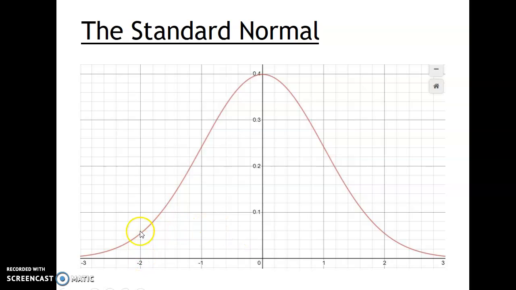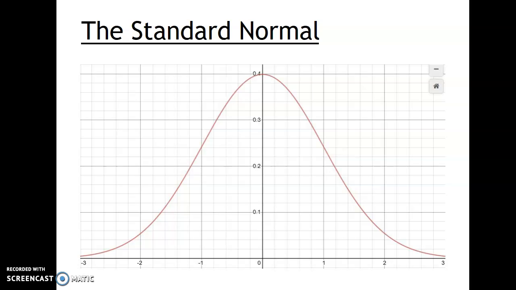Same thing if you go out from -2 on this side, 2 standard deviations away from 0 on one side, 2 standard deviations away on the other. You've captured 95% of the data, 95% of the area. Okay, so that's sort of the idea here, and we'll play around with this in some examples momentarily.